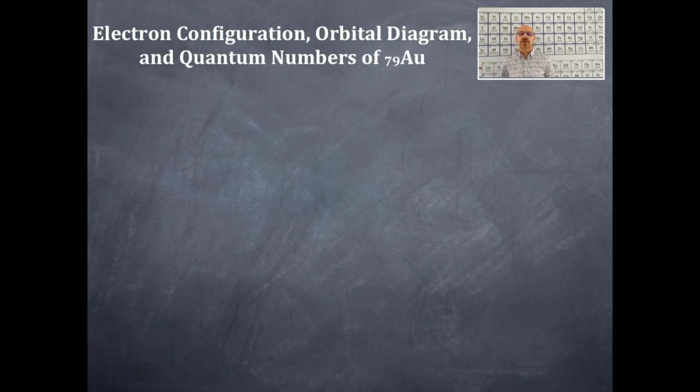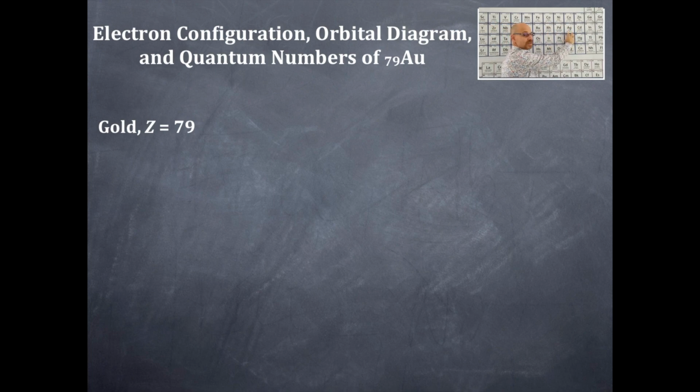Today we're doing the electron configuration, orbital box diagram, and set of quantum numbers for gold. That's atomic number 79. So Z of 79 means the atomic number is 79. There are 79 protons, and there are 79 electrons, and that's what we're most interested in. We are looking at gold.